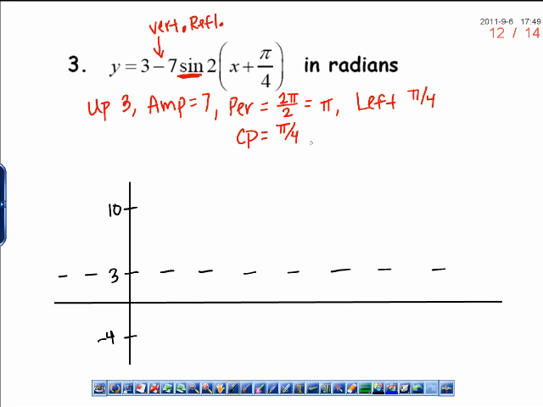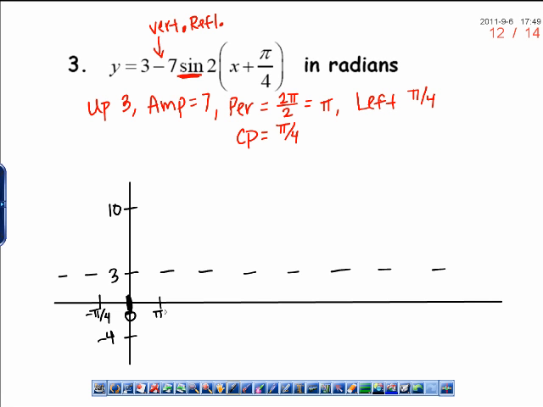Okay, the period is pi. Critical points are pi over 4 apart, and we have left pi over 4. So we start over here with left pi over 4. So that's going to put me at -pi over 4. Now if I add pi over 4, I actually land right on 0. This really doesn't happen too much on the more complicated problems. It didn't happen on the last 2 examples we did, but when it does happen, you need to make a note of it because you don't want to skip over it.